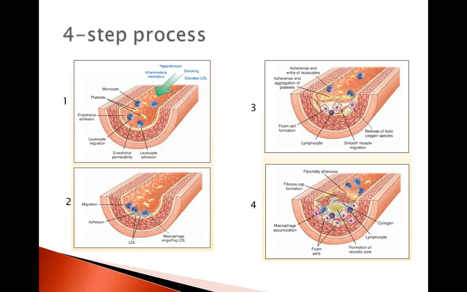In step two, you have further migration of inflammatory cells. So now the inflammatory process is getting greater. Chemicals are released by the damaged cells. They bind to the monocytes, which will form macrophages and start to engulf the LDLs that are there. So you have the picture here showing the migration of these cells. These are monocytes. They're turning into macrophages, and they're engulfing, taking up the LDLs that are accumulating there. Okay?